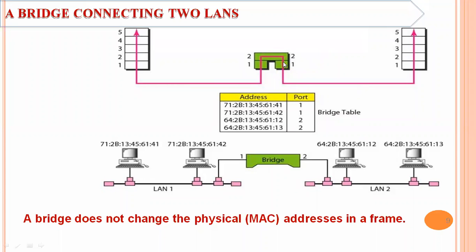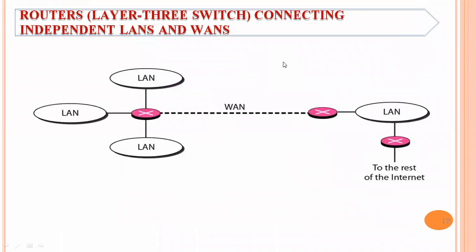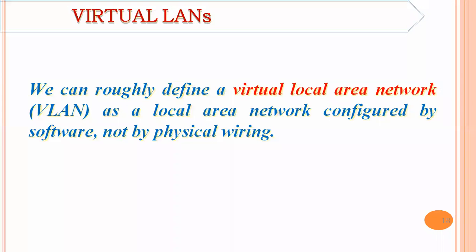So you can see that we are just sending the email, and see how many processes are being done at the backend. So these are the routers, 3-layer switches connecting independent LANs and WANs. So these are the 3-layer switches. So next is the virtual LAN.